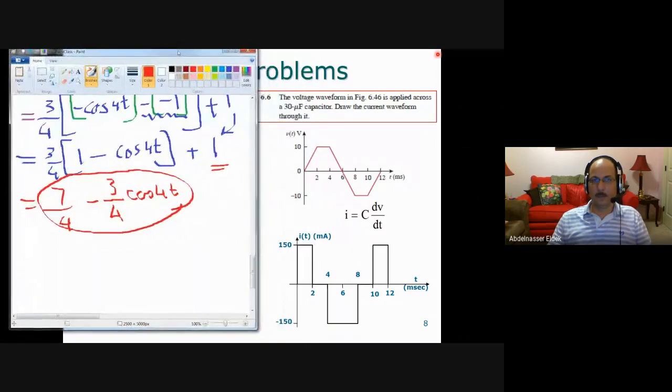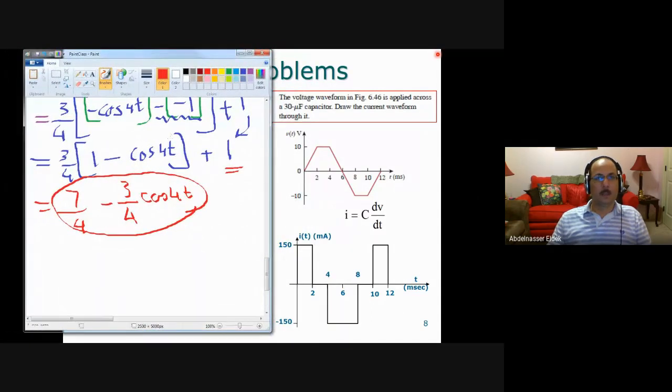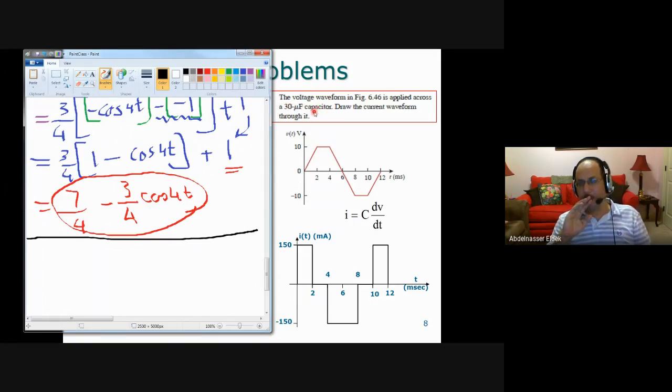Okay, put space here. Next one, see what here? That we have voltage. This is a voltage. And we need to find what here applied on a capacitor. The capacitor is 30 microfarad. 30 micro is 10 to the power of negative 6. We need to draw the current waveform.